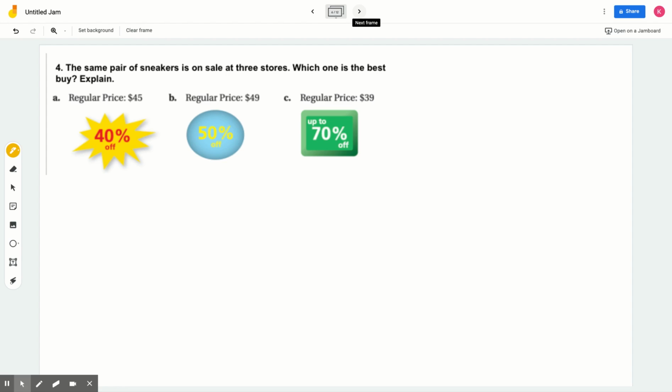So store A has a regular price of $45 with 40% off. Store B has a regular price of $49 with 50% off. And store C has a regular price of $39 with a sale of up to 70% off. So let's go ahead and try these 3 examples.